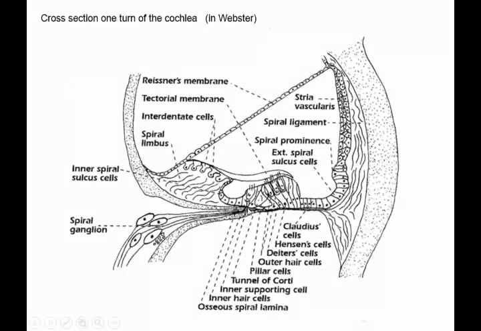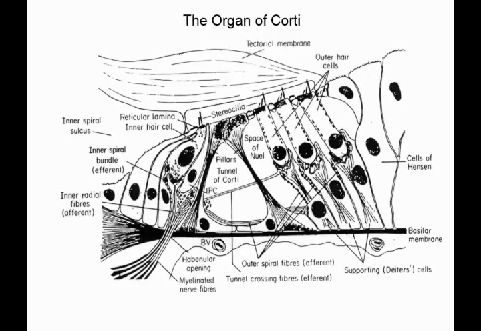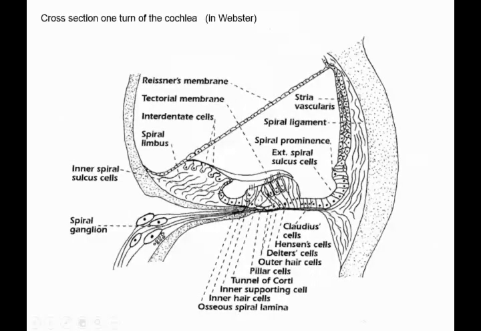What is the basilar membrane? It separates the scala tympani and scala media. Its width increases from base to apex, while the thickness decreases. I've got a slide for that in a second. It supports the organ of Corti, the modiolus. That's the central bony part, so this bit.